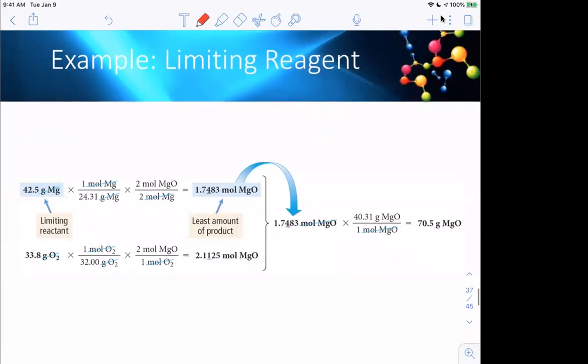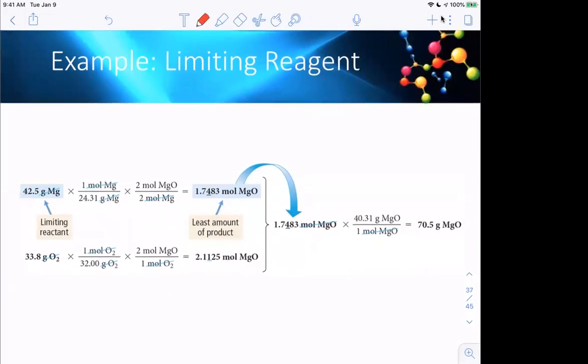So let's add calculations here. If I consume all of my 42.5 grams of magnesium, I am going to produce 1.7483 moles. Significance is to the third digit here. If I use all of my 33.8 grams of O2, I can make 2.11 moles of magnesium oxide.